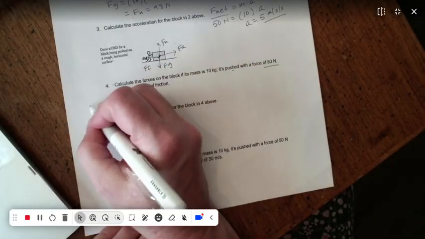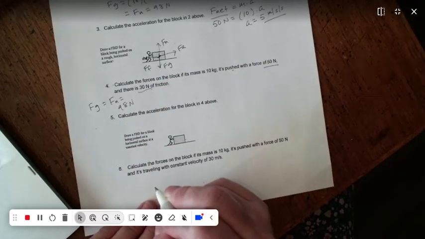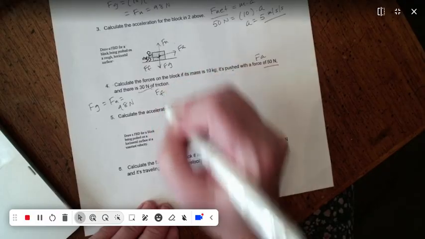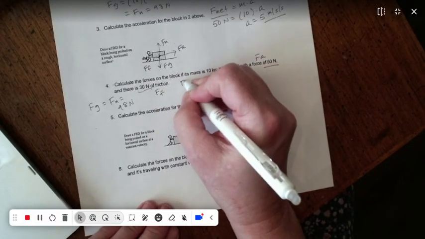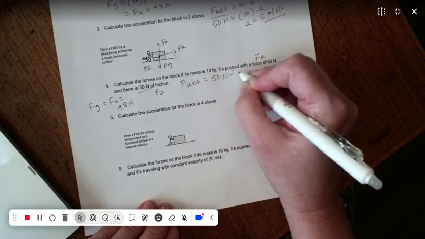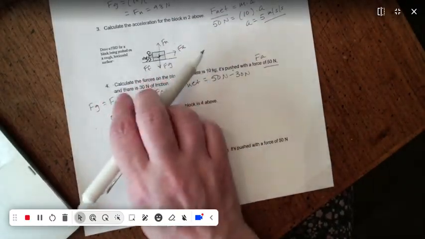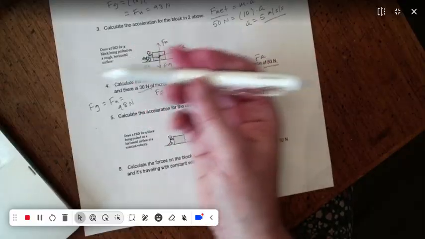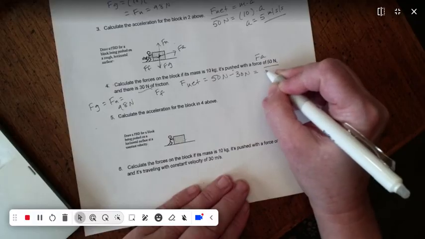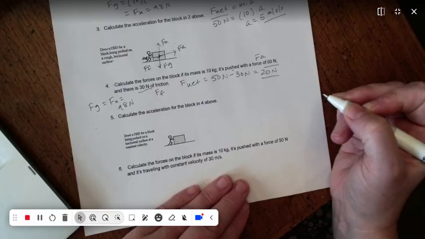This is the same block, so my force of gravity and my normal force, again, both equal 98 newtons. My applied force is 50 newtons. My friction force is 30. My net force on the block is going to be 50 newtons minus 30 newtons. Remember, when we do net force, it's a vector sum. So I have 50 in one direction, I have 30 in the opposite direction. And friction's always opposite my direction of motion. It's like opposing my motion. So my net force is going to be 20 newtons on the block.